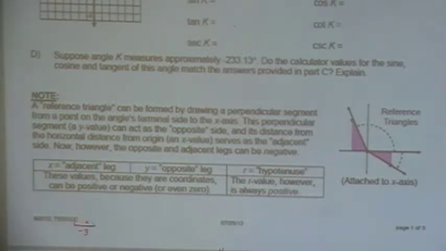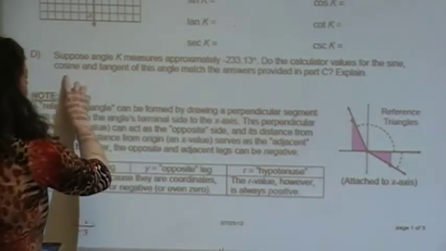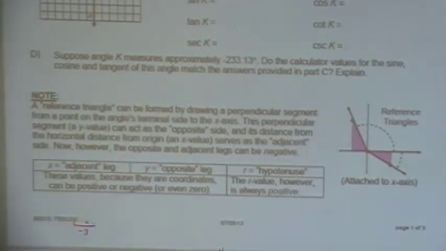Do it for all sine, cosine, tangent. Just sine, cosine, and tangent. It just asks about the original 3 values. And if you want to just write them, sine, cosine, and tangent, just write them under there, you can.